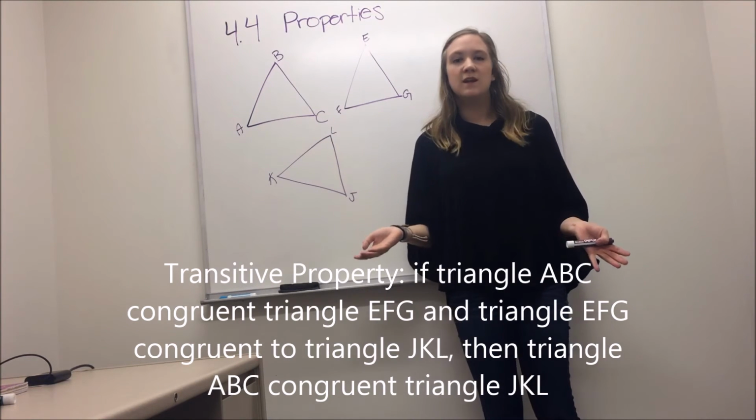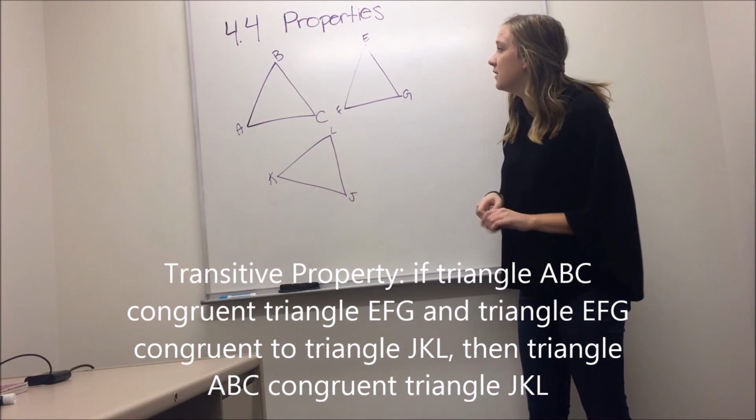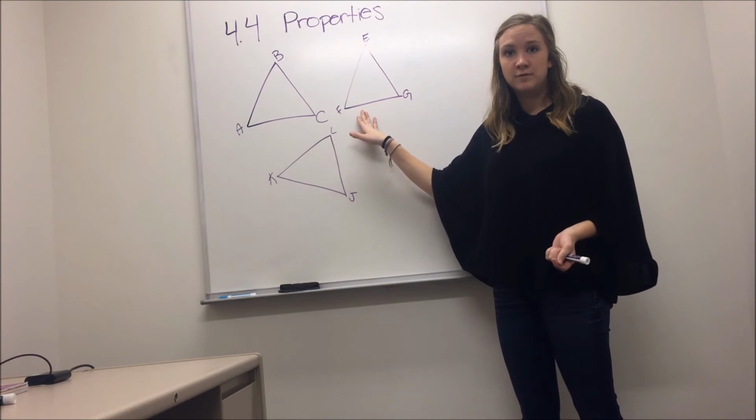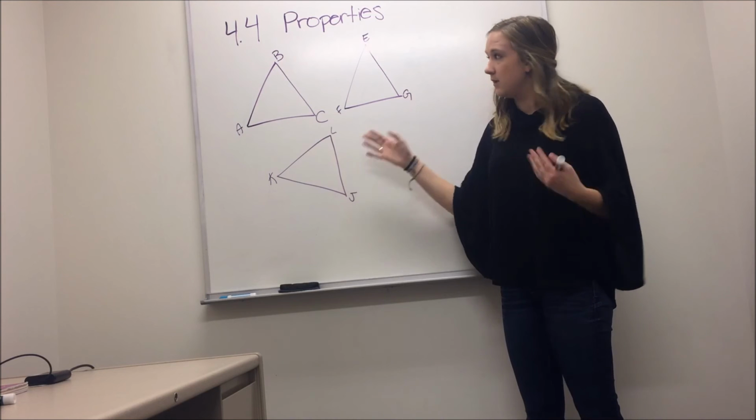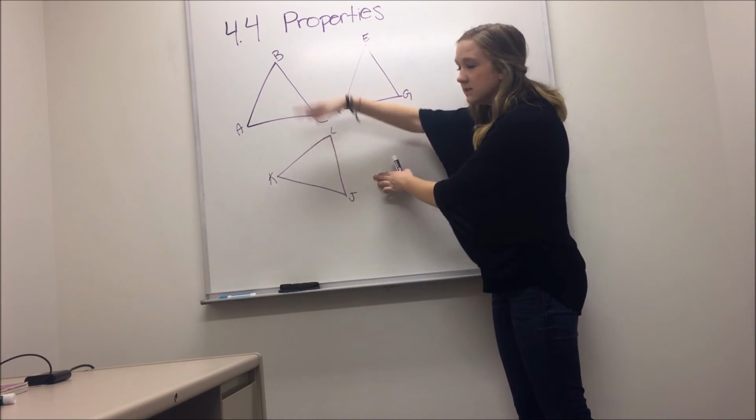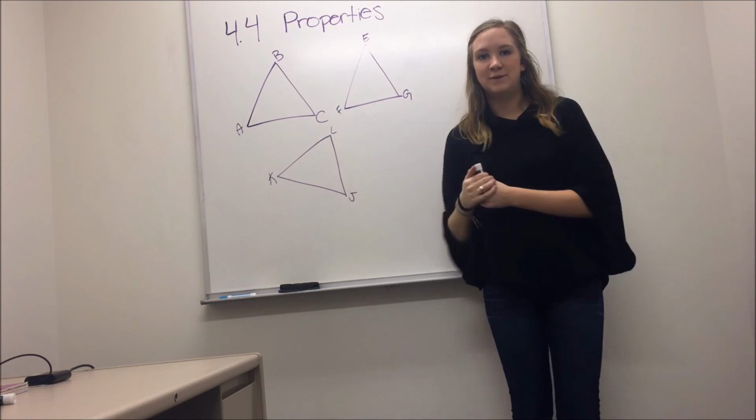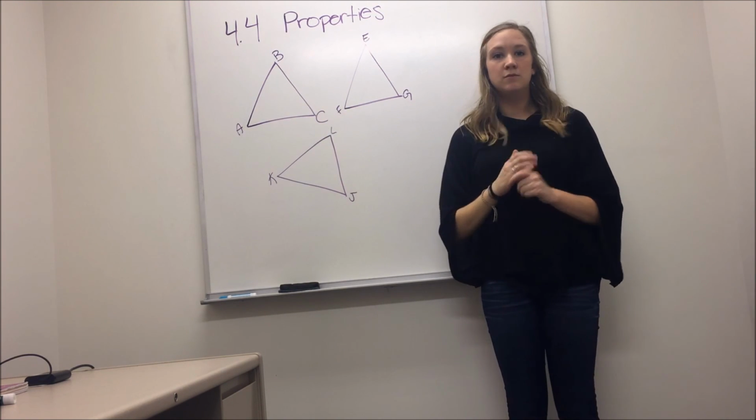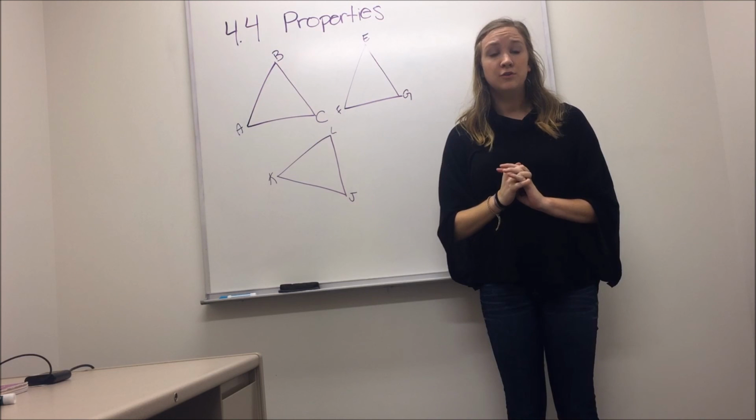Also kind of makes sense, right? Because if we are saying that these two triangles are congruent and this one's congruent to that one, then we know these are the same, these are the same. So we can say these two are the same as well. So these are the only three properties for triangle congruence for this chapter that you need to know.